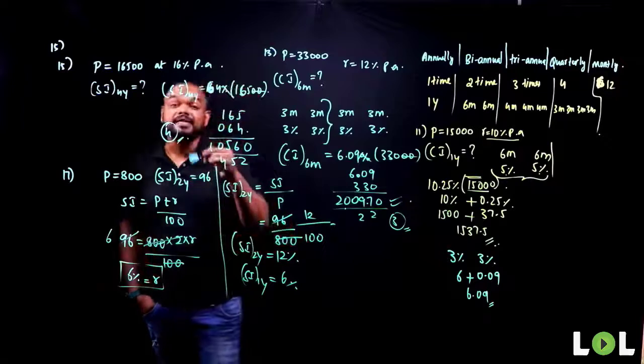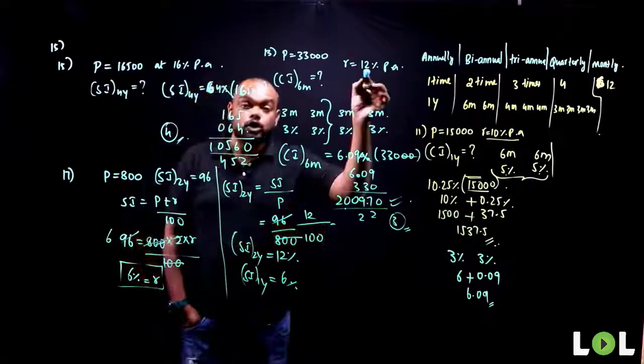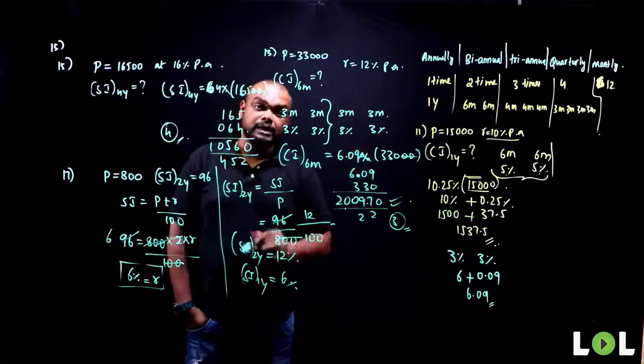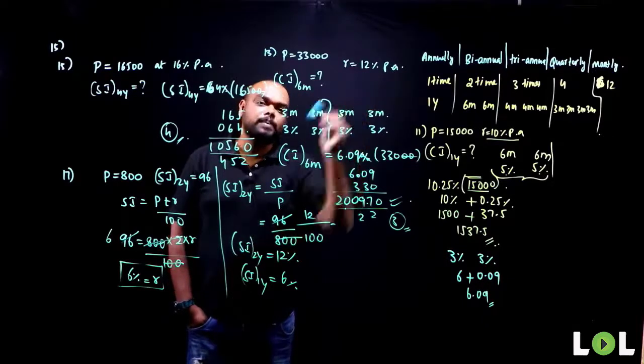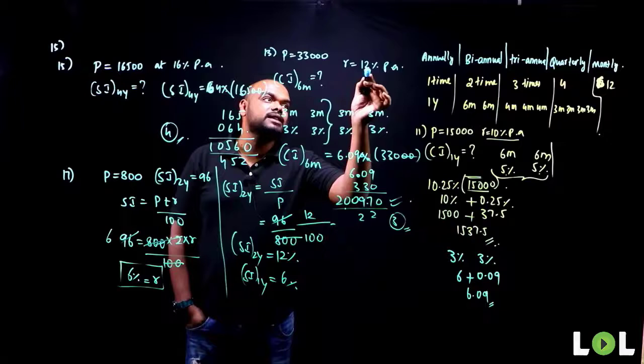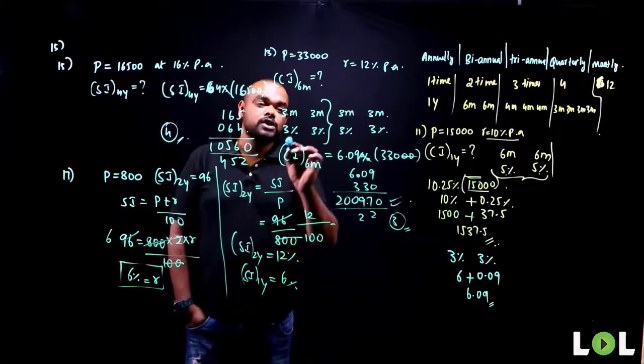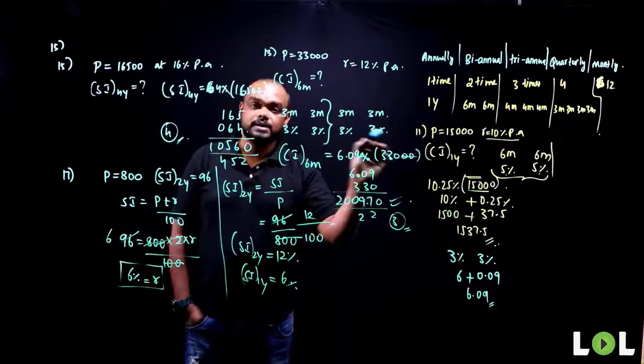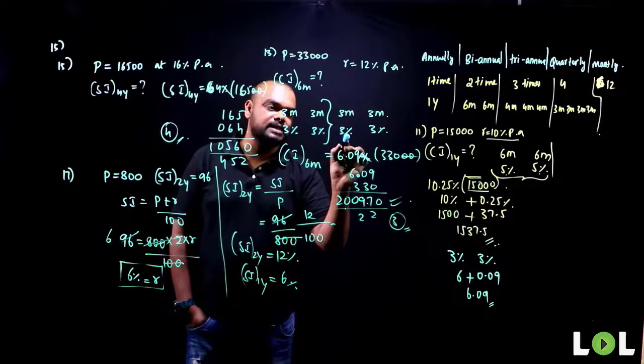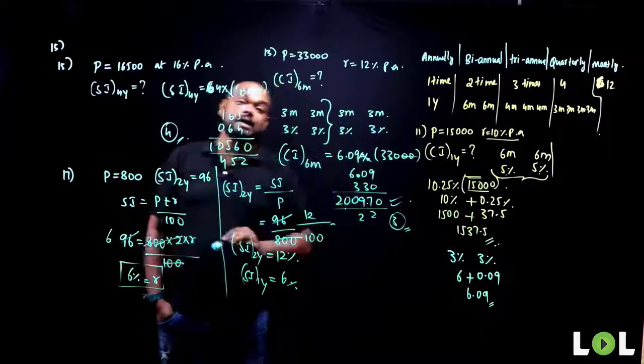But what percent do you apply every 3 months? 12% per annum rate of interest. That is for 1 year. But you have to apply this 12% 4 times, so divide this by 4. That becomes 3%. So 3% every 3 months. 3% first 3 months, 3% next 3 months, 3% next 3 months, and 3% last 3 months.